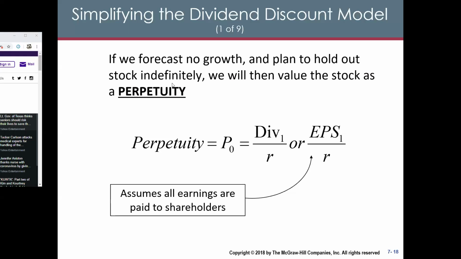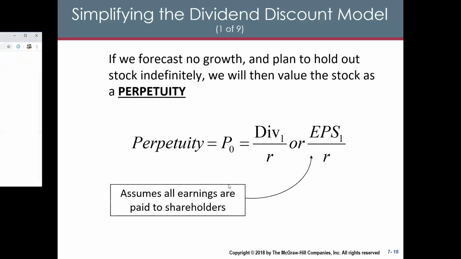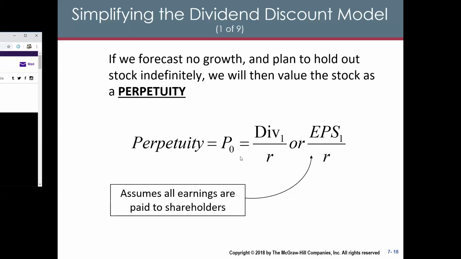So this formula holds only based on the assumptions that there's no future growth, we hold the stock forever, and the dividend equals the earnings all the time. The earnings are distributed to the shareholders. There are no retained earnings here.